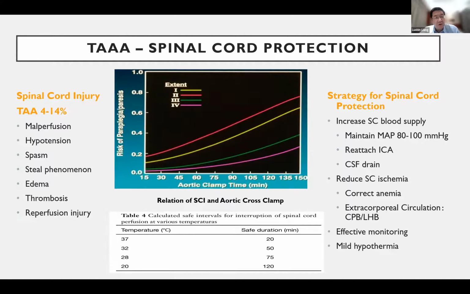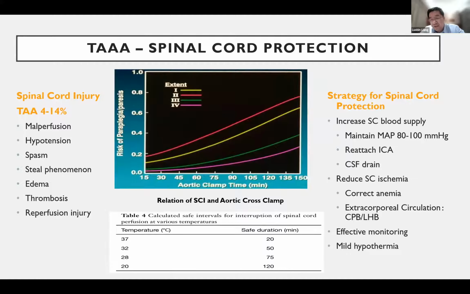But the spinal cord can still be injured in thoracoabdominal surgery. 4 to 14% of patients have this spinal cord injury, because of malperfusion, hypotension, vasospasm, edema, or thrombosis. The strategy for preventing this injury is to increase the spinal cord blood supply by maintaining a slightly higher blood pressure, like a mean arterial pressure of 80 to 100 millimeters of mercury.